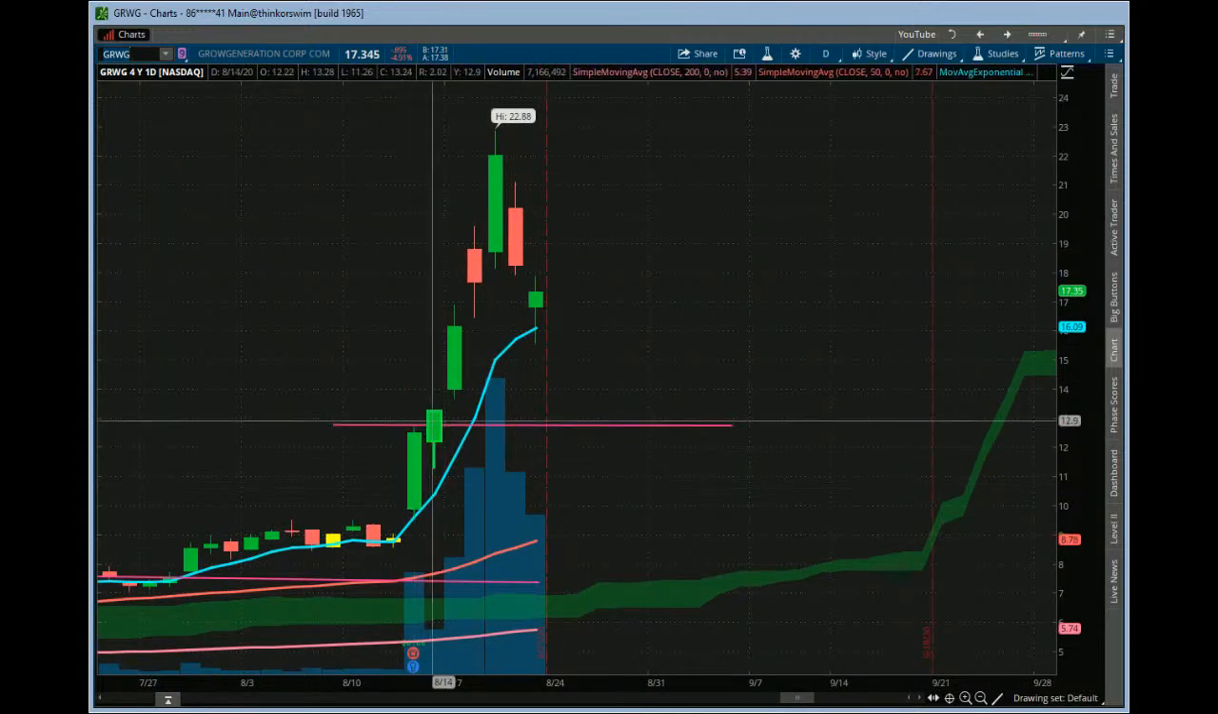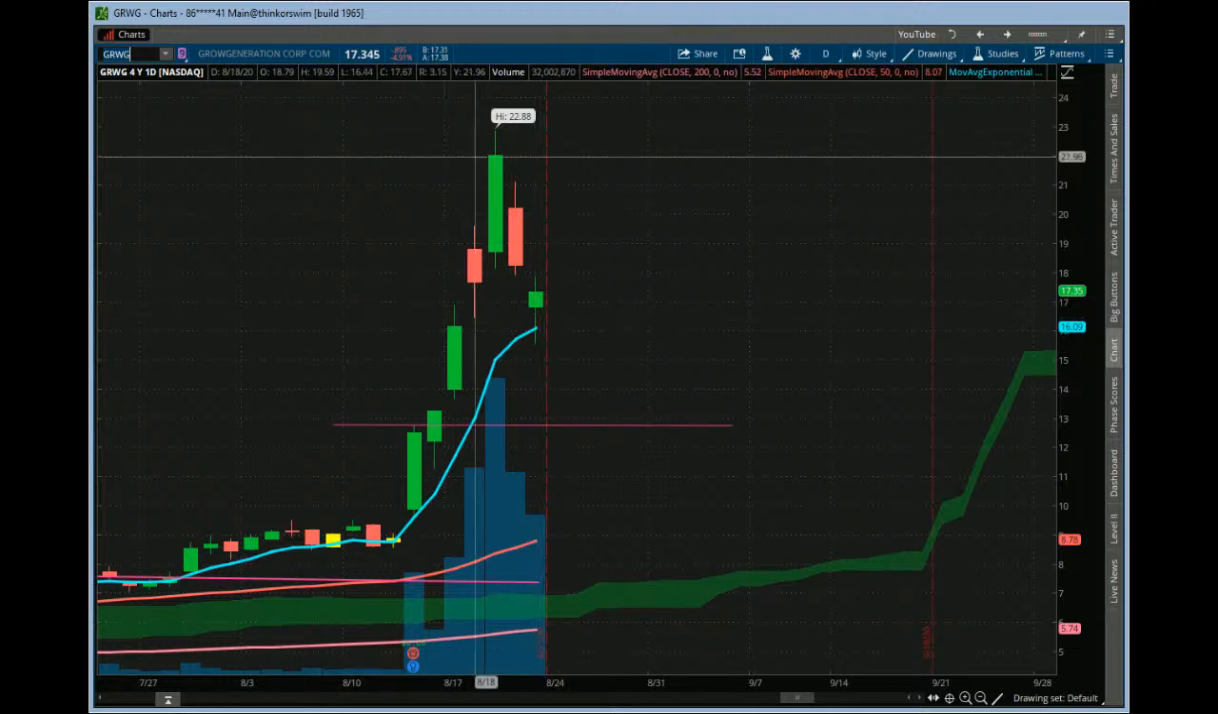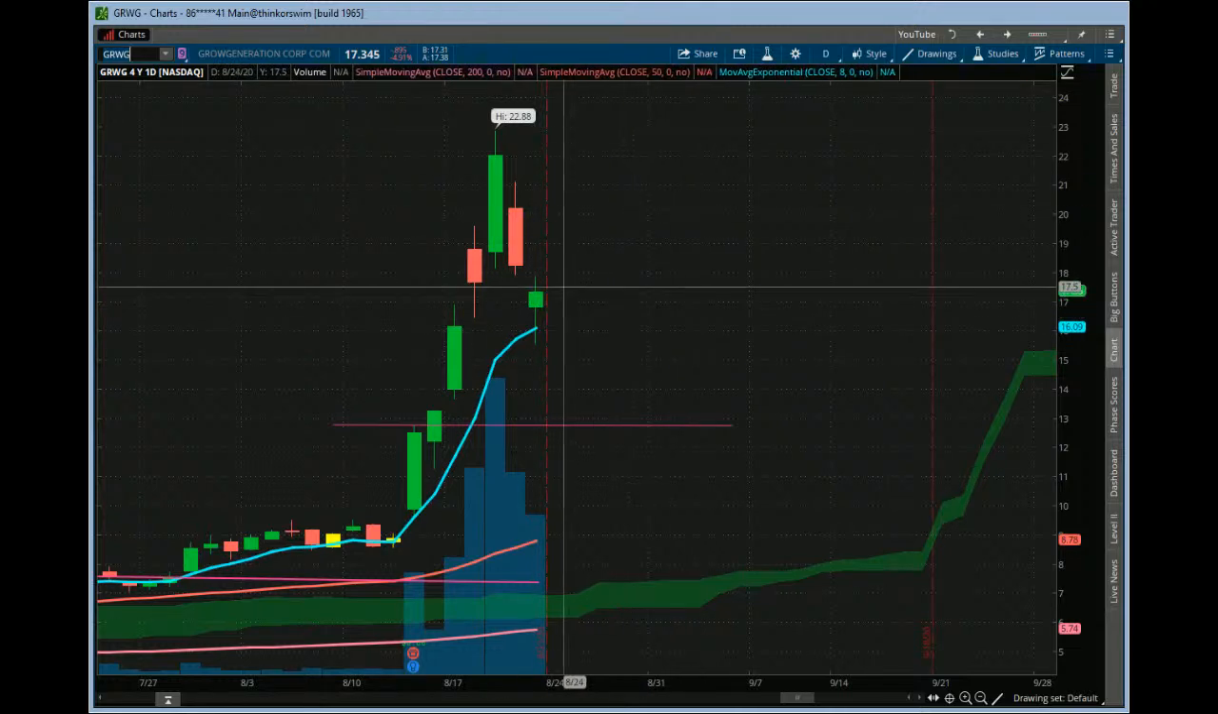GRWG was huge right here, obviously, after earnings. Big move right there, big candles, good move, nasty pullback. It is holding its 8 EMA, so keep an eye on that to see if we can break over those highs.